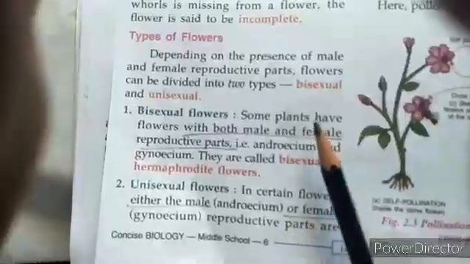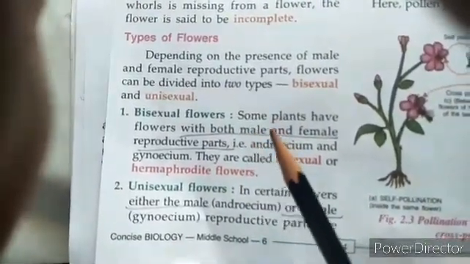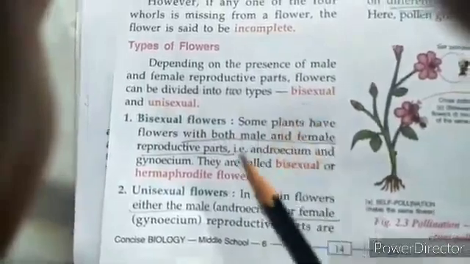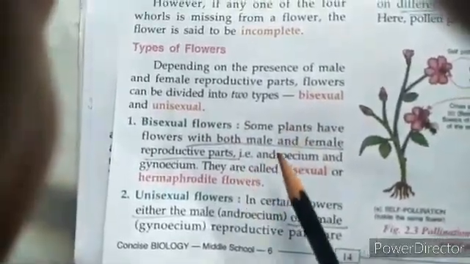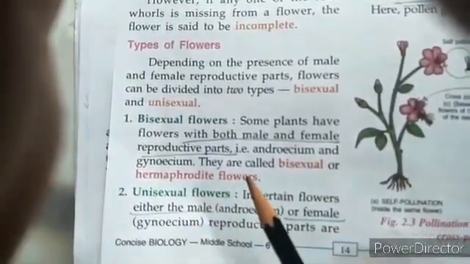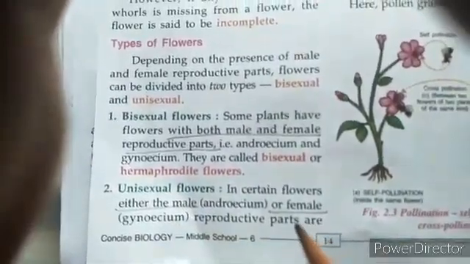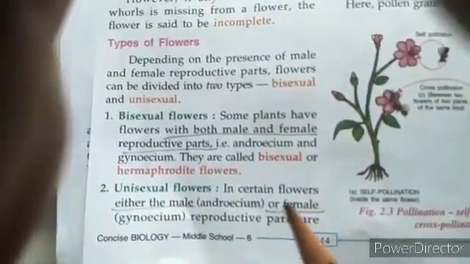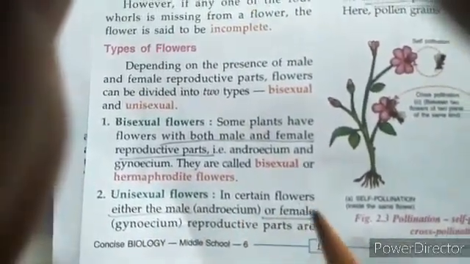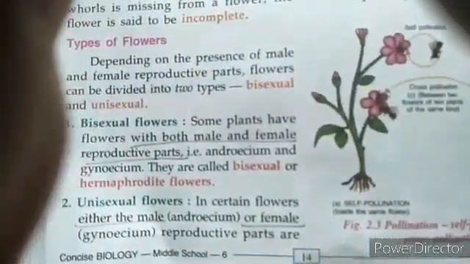We also came to know about the types of flowers. If all the four whorls are there, that means calyx, corolla, androecium, and gynoecium are there, we call it a complete flower. And any flower that has both androecium and gynoecium, we call a bisexual or hermaphrodite flower. Then unisexual flowers are the flowers that may not have both. They will have either androecium or gynoecium as the reproductive part in that particular flower.